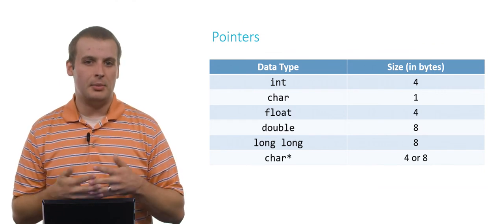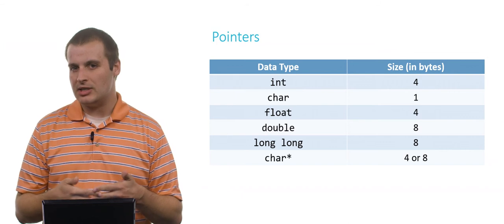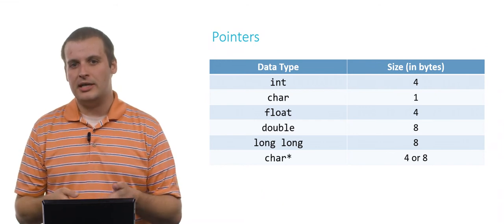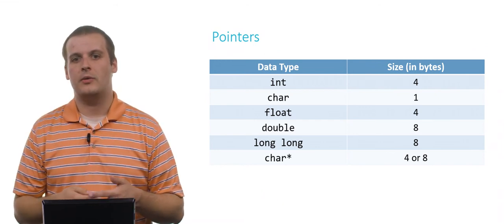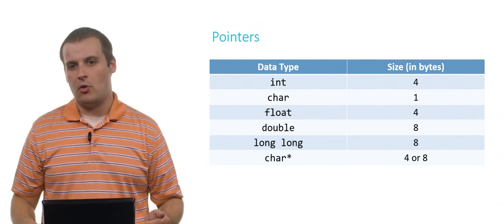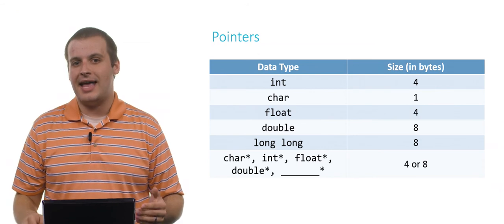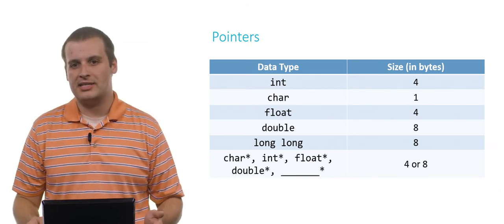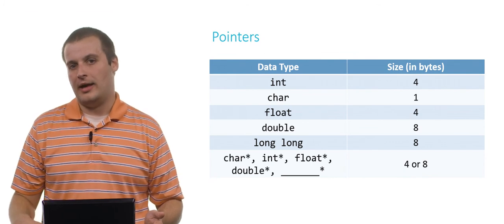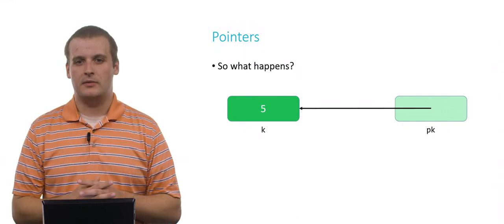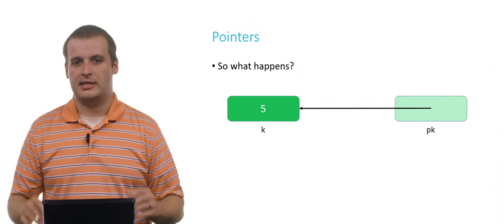If you're using CS50 appliance or any 32-bit machine, and you've heard that term 32-bit machine, what is a 32-bit machine? Well, it just means that every address in memory is 32 bits long. And so 32 bits is 4 bytes. So a char star is 4 or 8 bytes depending on your system. And indeed, a pointer to any data type, since all pointers are just addresses, is 4 or 8 bytes. So let's revisit this diagram and let's conclude this video with a little exercise here.